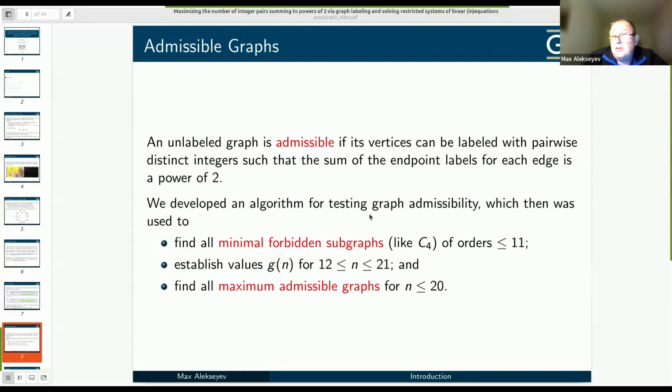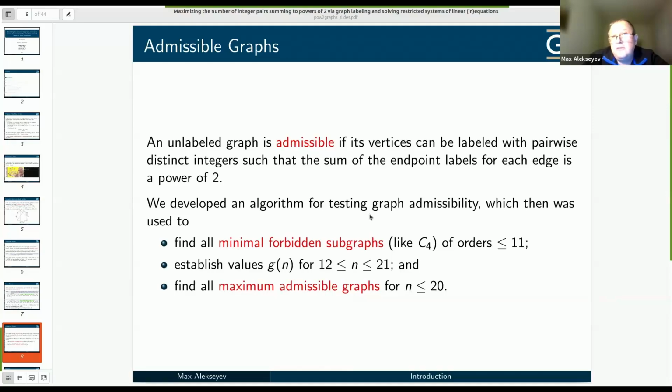And I'm going to present to you an algorithm that tests a given graph for admissibility. Furthermore, this algorithm will have a number of applications, such as finding minimal forbidden subgraphs of a given order. We already have an example of such a minimal forbidden subgraph, which is a cycle of length 4. But we will look at larger orders, up to 11 specifically.